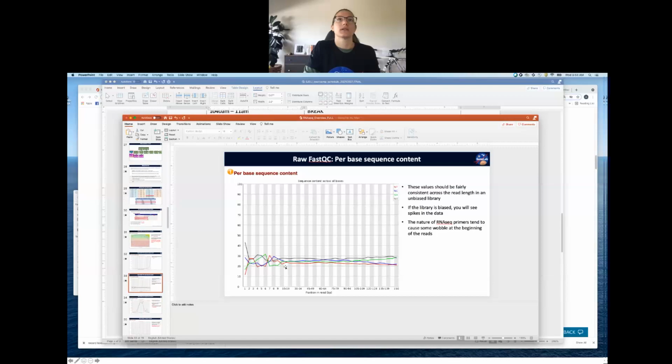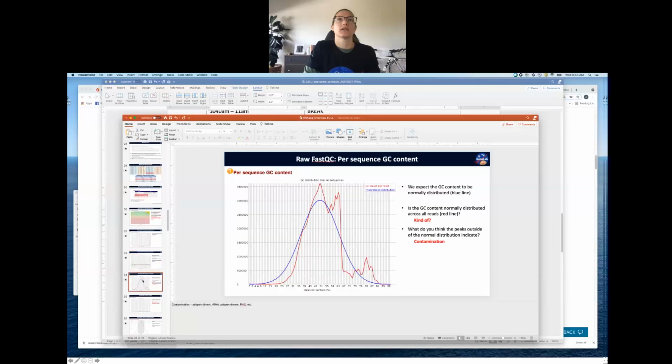We looked at the distribution of A, T, Cs, and Gs, and this equates to how confident we are in the signals that are generated. So we want roughly equal amounts of A, T, Cs, and Gs. We talked a little bit about the per sequence GC content, and that we expect it to be a normal distribution. And if it's outside of a normal distribution, it likely tells us that there's some form of contamination.